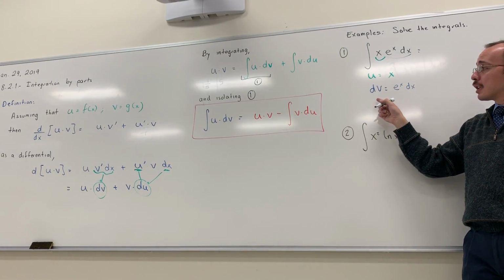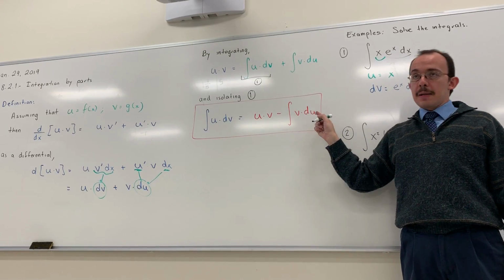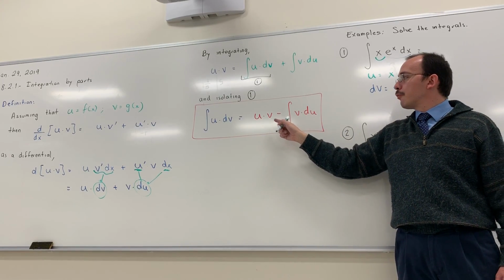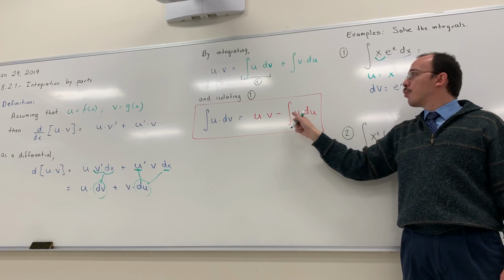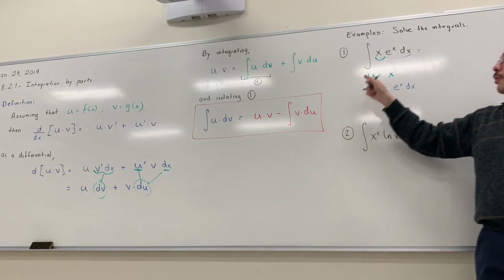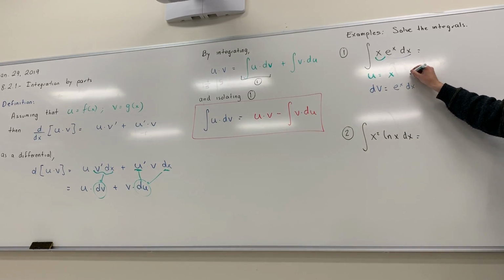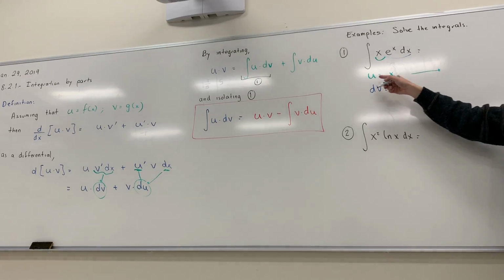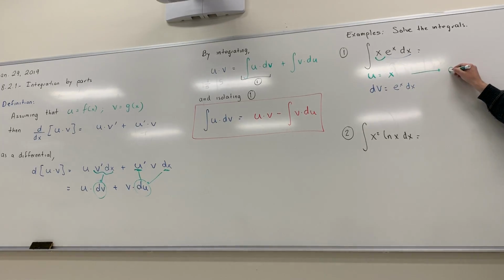Now, once you have that, we're going to get the formula. But in the formula, you observe we need u, we need v, we need du. We only have u and dv. What do I do? Get the other ones. If u is equal to x, du is going to be what? 1 dx. The derivative of x is 1.